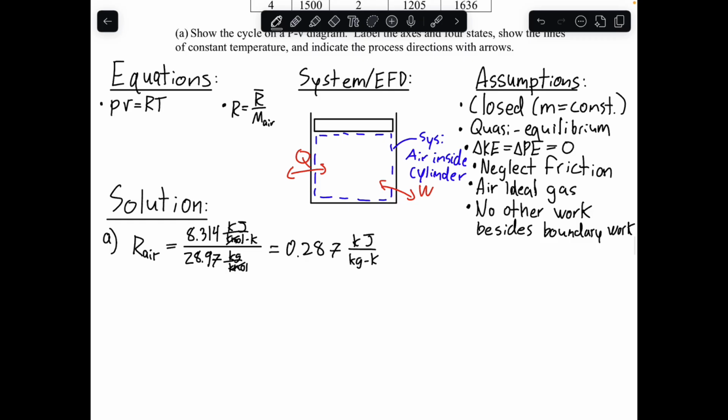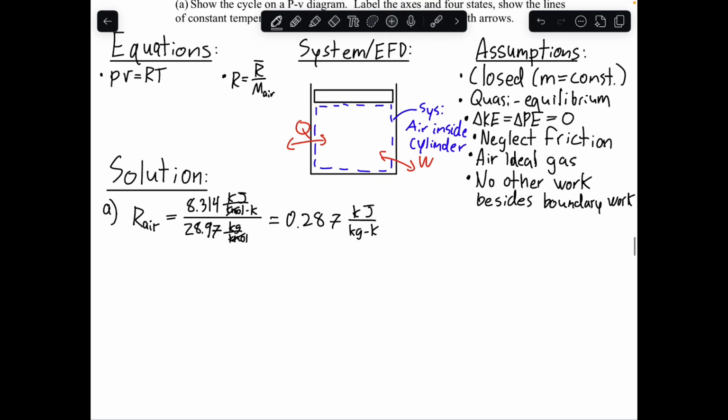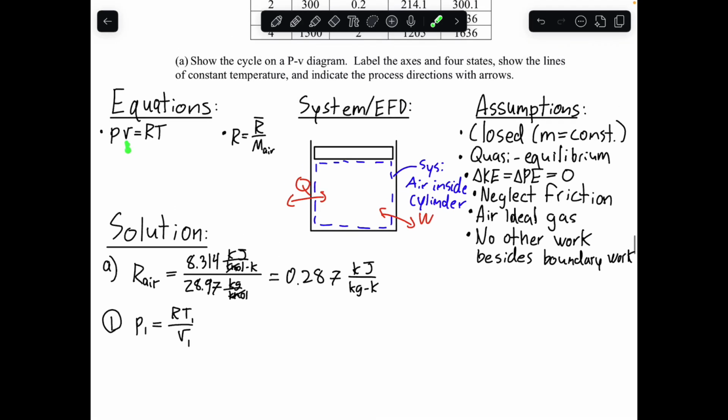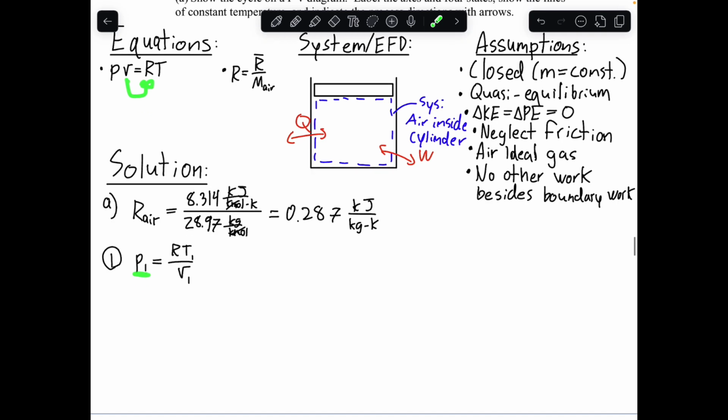Okay, so that's our R value that we will use in this equation to solve for pressure, and then we can just rearrange this equation for pressure by moving specific volume over to the other side, and we can do that at each of the states. So at state 1, we'll have P1 is equal to RT1 divided by V1. Again, that's just moving this V over to the other side and solving for pressure.